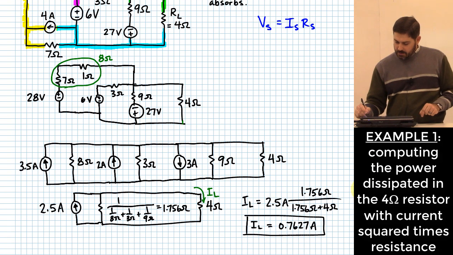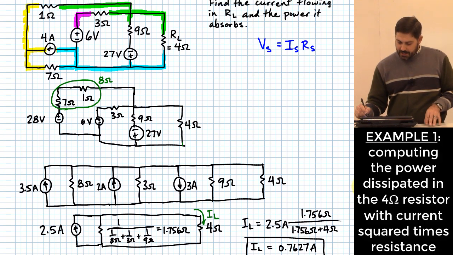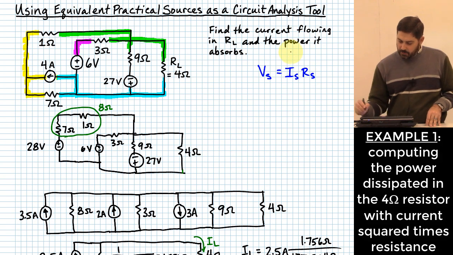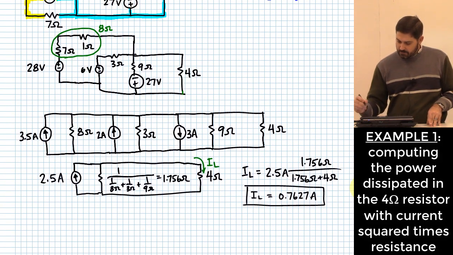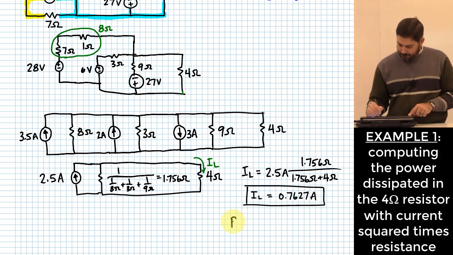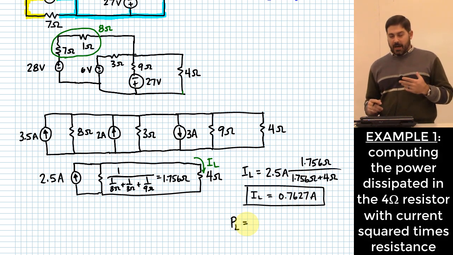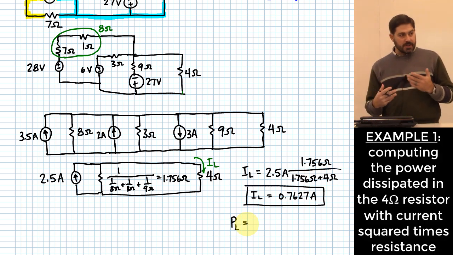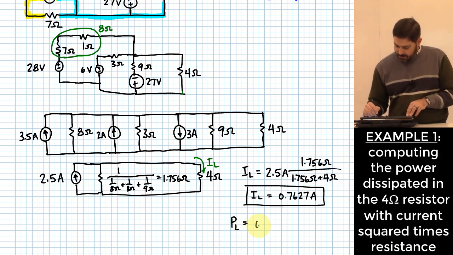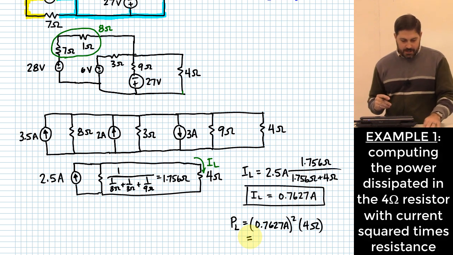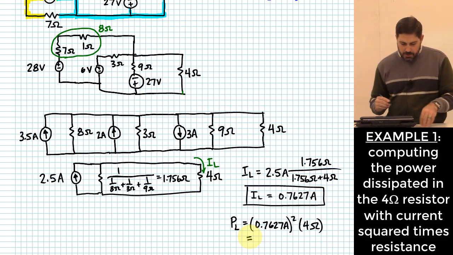Okay. But it asked for another thing too. What else did it ask for? It says the power that it absorbs. How do I get that? Most of you are familiar with the equations for power, one of which is current squared times resistance, right? So I can take 0.7627 amps squared times 4 ohms. And y'all don't need to see me punch that in. What I have calculated for that is 2.327 watts.